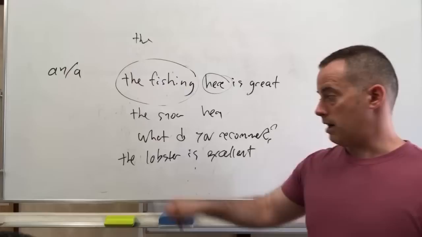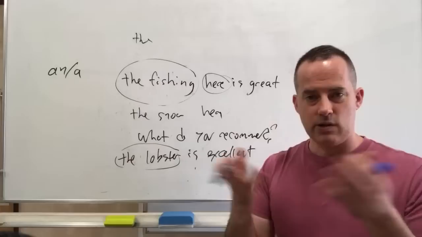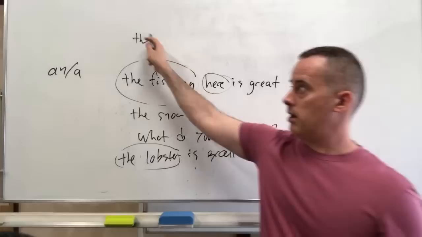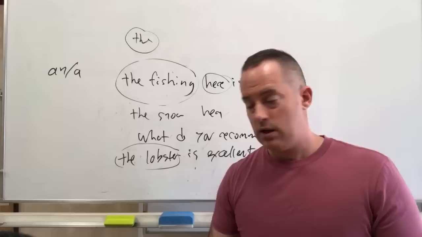I'm talking about a thing in a place. So, of course, the lobster means the dish, the food that we make. We're not talking about one lobster with a name and a personality. We're just talking in general about that. So again, "the" has this interesting usage of specific and general at the same time. The lobster is excellent.